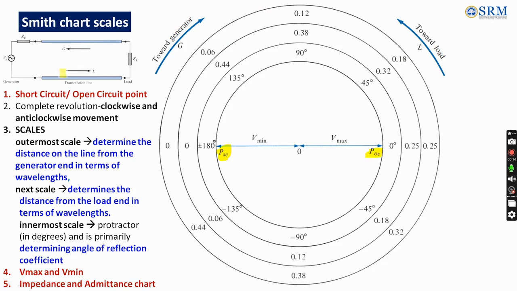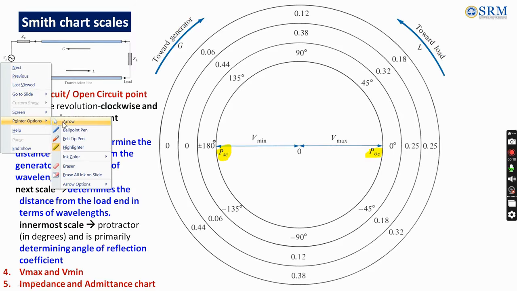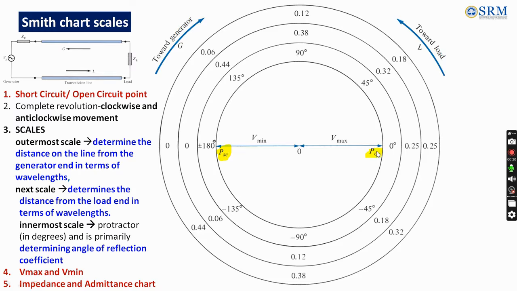On the left hand side of the Smith chart, you can observe this. And similarly, the open circuit position occurs when ZL is infinite. With infinite impedance, the open circuit position occurs on the right hand side of the Smith chart.